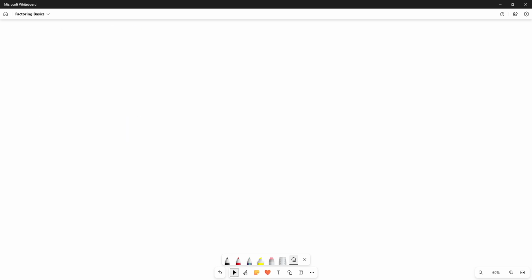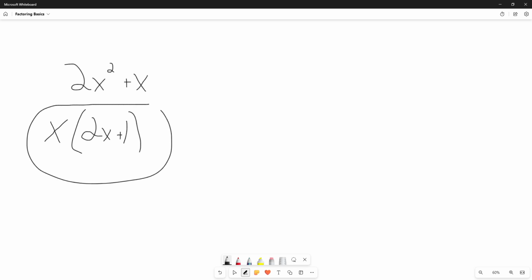Now, let's go on to a different question. 2x squared plus x. The common factor is x, so we will take out an x outside, open the brackets, and we say 2x squared divided by x is just 2x, and x divided by x is 1. So this is our final factor.